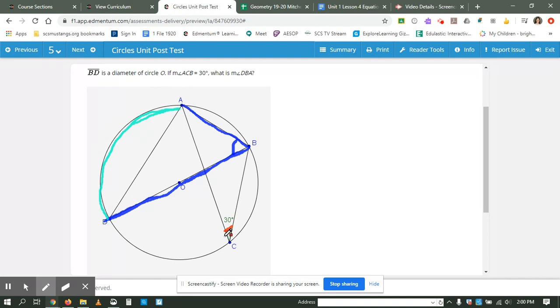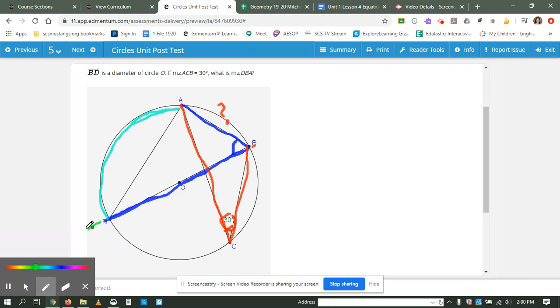So then I'm looking at this 30, and I'm looking at extending this angle here. And if I extend this angle, I notice that it intercepts this arc here, AB. So then you've got to think about that relationship between this inscribed angle and this intercepted arc. Remember how they're related.